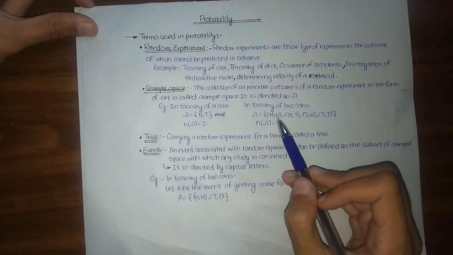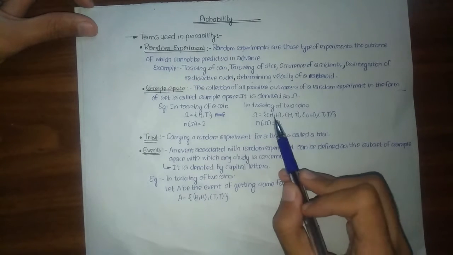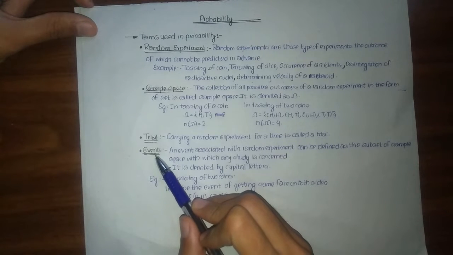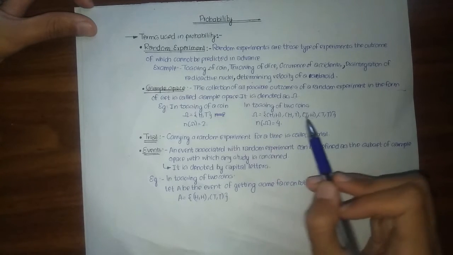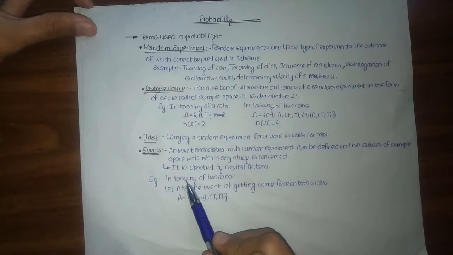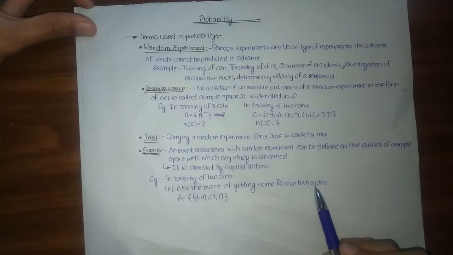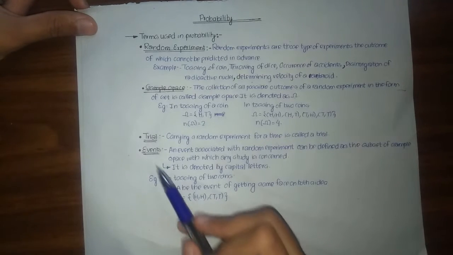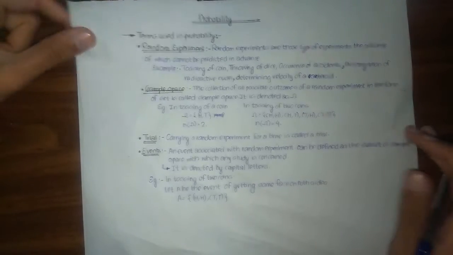So as you can see here, in tossing of two coins we have four outcomes, so the number of sample space is four. But for the case of event, we'll be focusing on certain outcomes, or on a subset of the sample space. So in this case of tossing of two coins, we have focused on the subset or the condition of getting face on both sides, and the outcomes are head and tail. So this is simply defined as the event.